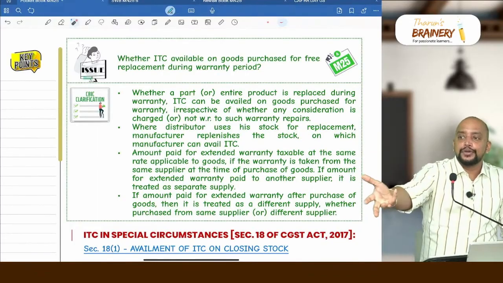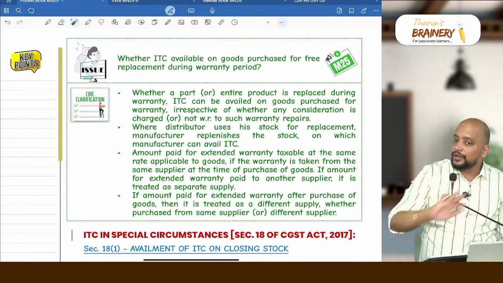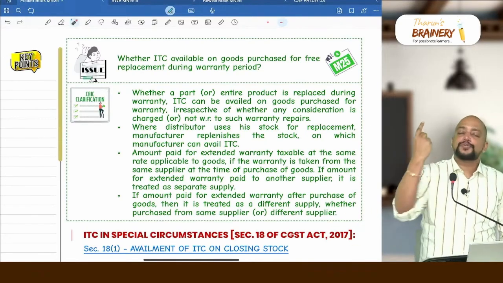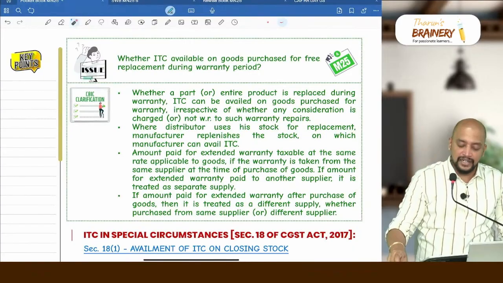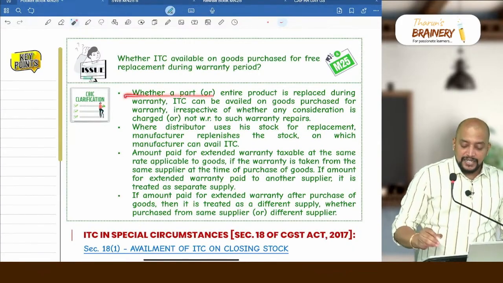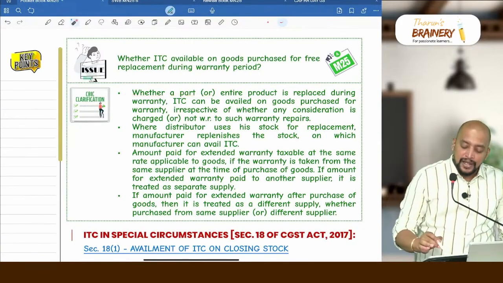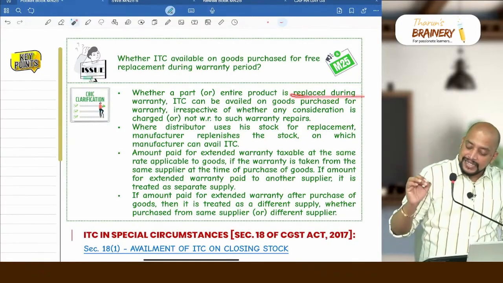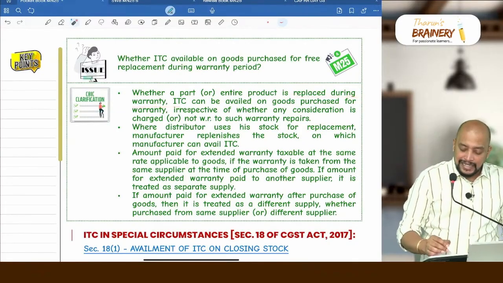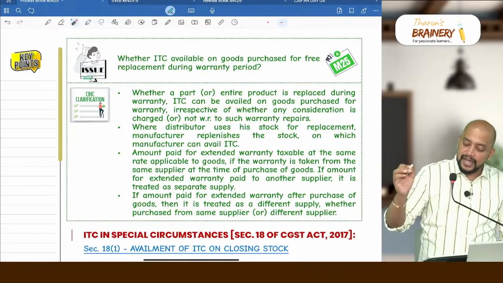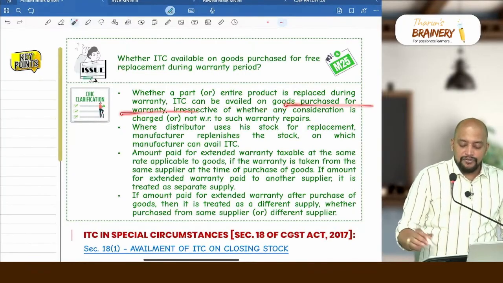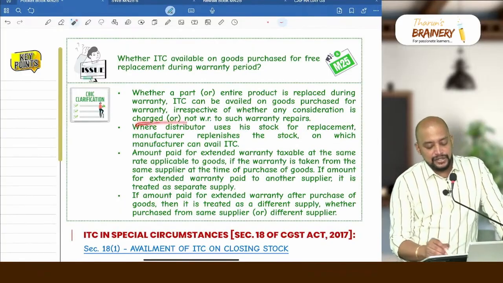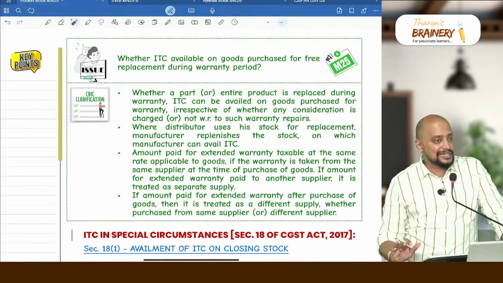When I am giving it to you, will it come under 7(1)(c)? Again no, it will not become supply under 7(1)(c), and don't invoke disposal of business asset on which ITC is availed. You can see here, whether a part, that sensor example, or the entire product, that rechargeable torch example, is replaced during warranty, ITC can be availed on goods purchased for warranty irrespective of whether any consideration is charged or not with respect to such warranty repairs.